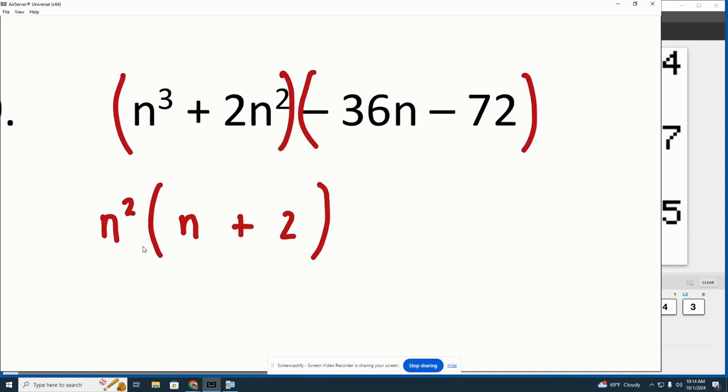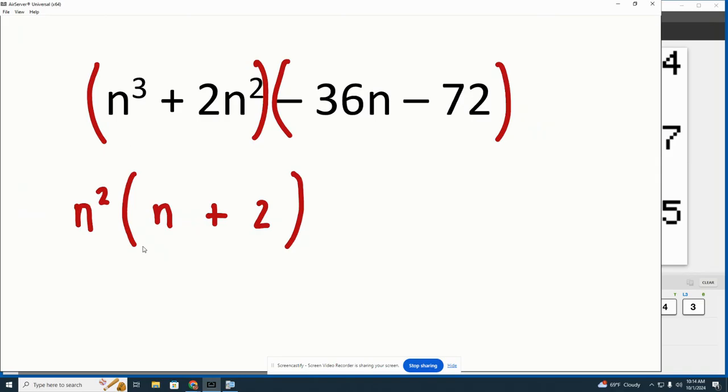Now, when I go to my next group, remember what I said? You always have to start with whatever that sign is. What is that sign right there? It's minus. Okay, now, can I pull something out of 36 and 72? Bigger. 9. Bigger. Bigger. 36.